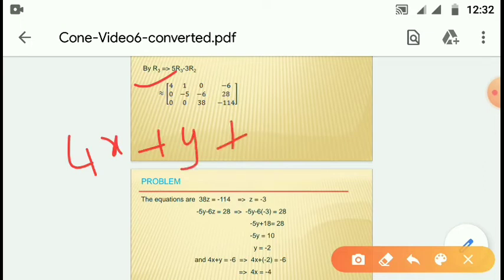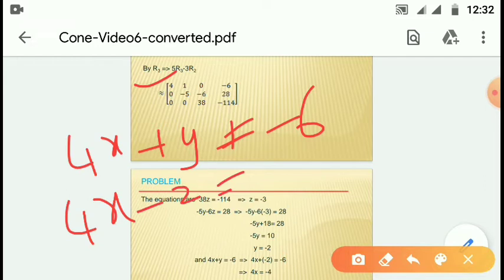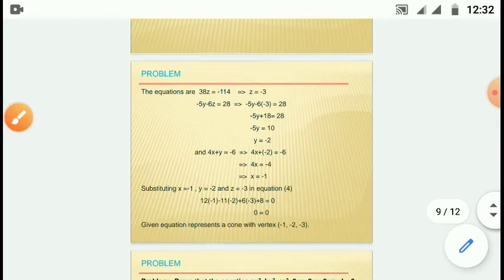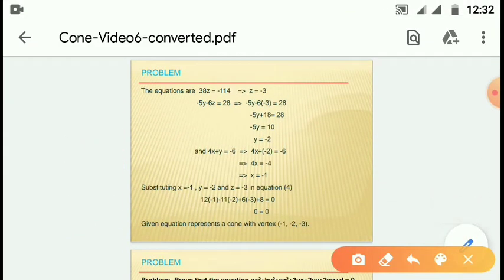And from the first row, we will get 4x plus y plus 0z, and 0z you need not write. 4x plus y is equal to minus 6. Just take y is equal to minus 2 here. 4x minus 2 is equal to minus 6. Therefore 4x is equal to 2 minus 6, which is minus 4. From this, x is equal to minus 1. Therefore you will get these values: z is equal to minus 3, y is equal to minus 2, x is equal to minus 1.